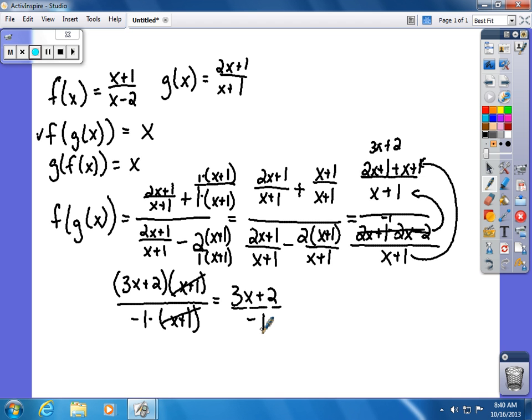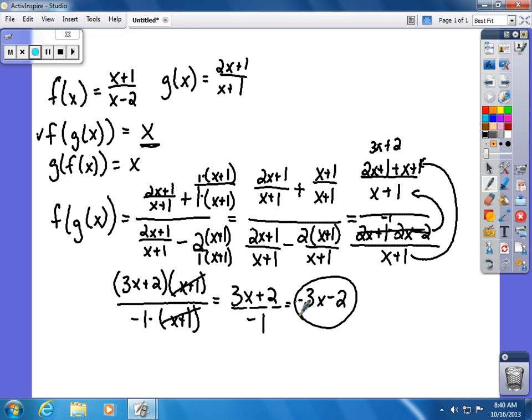And of course, the important thing to note here is that if we simplify this down, we divide everything by a negative, we get negative 3x minus 2. But the important thing is that this did not simplify to just x, which is what we were wanting. So, since that did not happen, these two functions are not inverses. But again, if you check one, so you can stop. If you check one of them and it's not x, you don't have to keep going and checking the other.